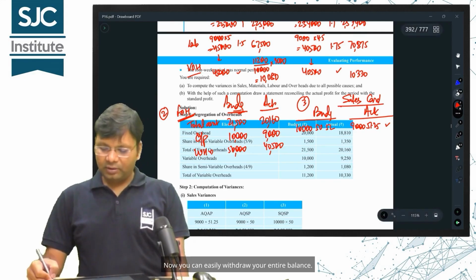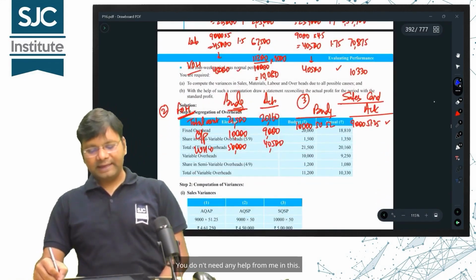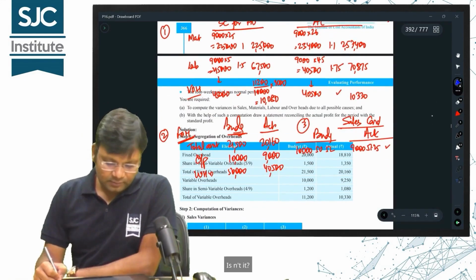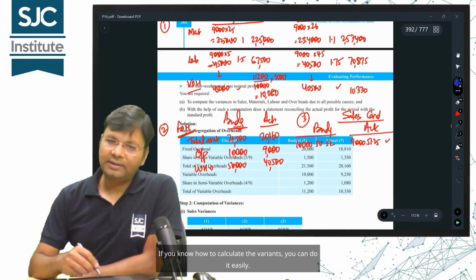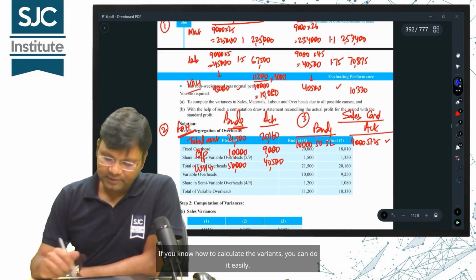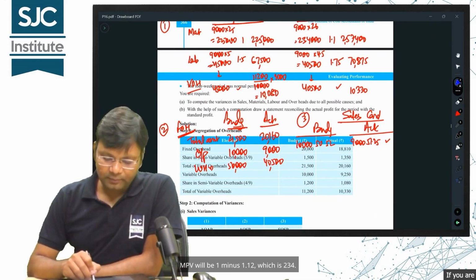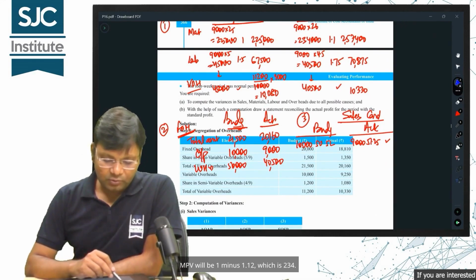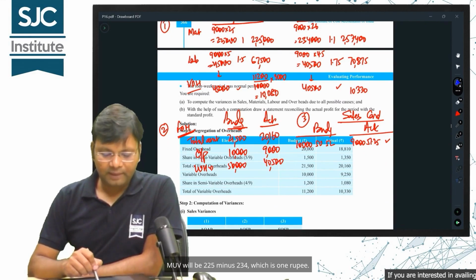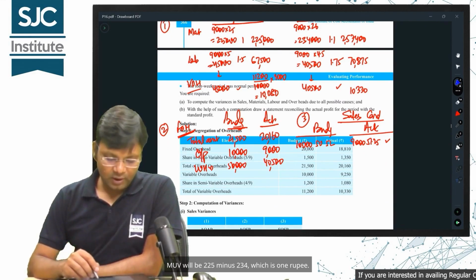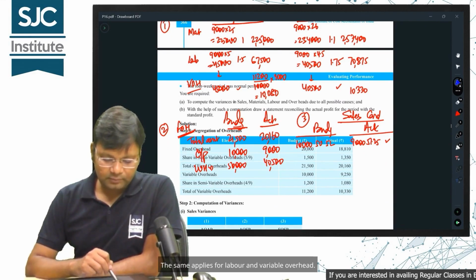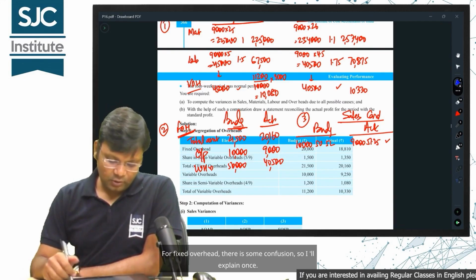Now you can easily work out your entire balance. You don't need any help from me in this, isn't it? If you know how to calculate the variance, you can do it easily. MCV will be 225 minus 257, which is 400. MPV will be 1 minus 1.12, which is 234. MUV will be 225 minus 234, which is 1 rupee. The same applies for labor and variable overhead.